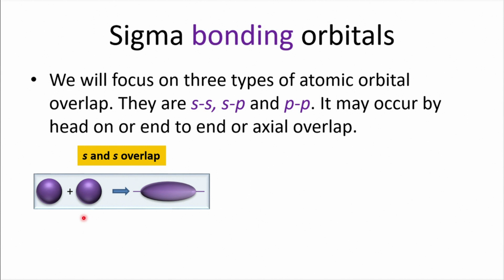A student asks a question: Sir, when two spheres combine, we are supposed to get a bigger sphere, but why are we getting a shape that is similar to an ellipse? Yes, it is a good observation. In order to understand this, we need to look at the s orbital a little more carefully.